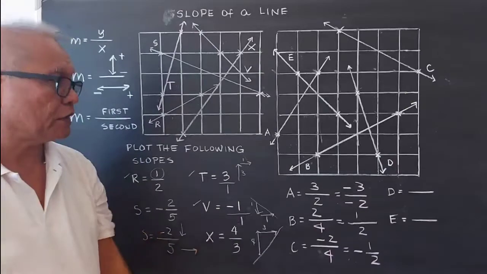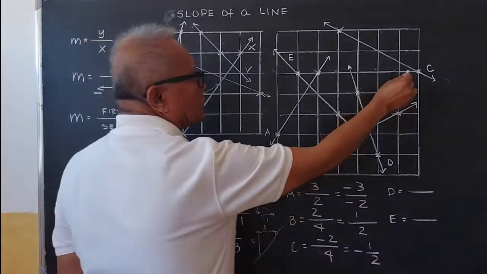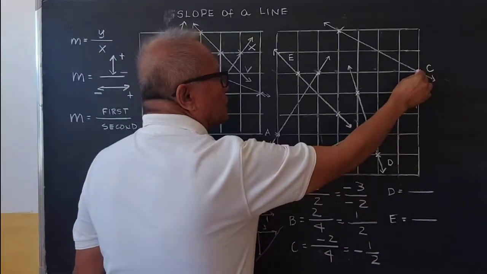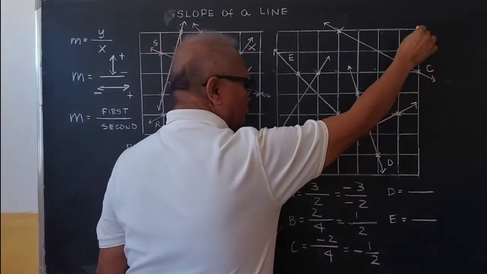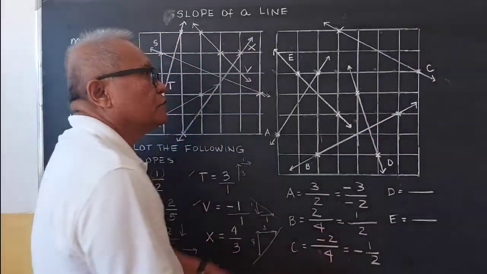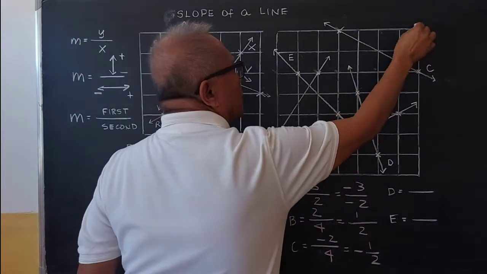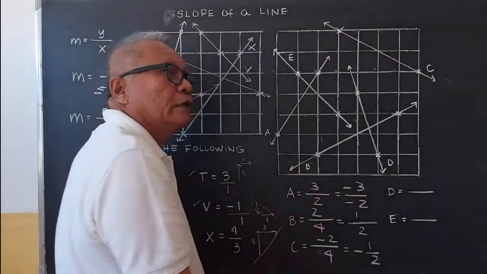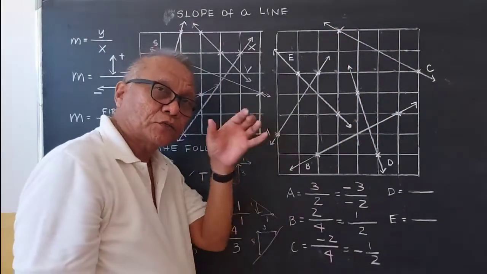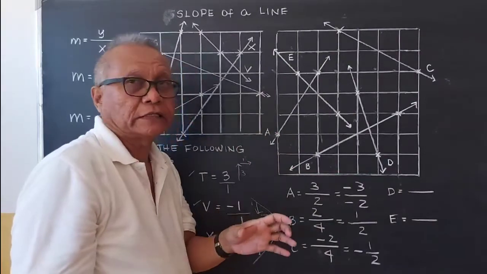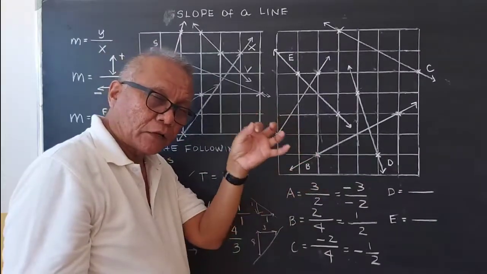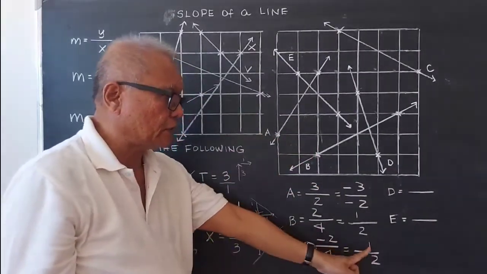Okay, that's letter C. Or you can start here if you want. So we have 1, 2 first. So we have +2. And then 1, 2, 3, 4, -4. And what is 2/4? That is negative. And the lowest term of 2/4 is still 1/2.